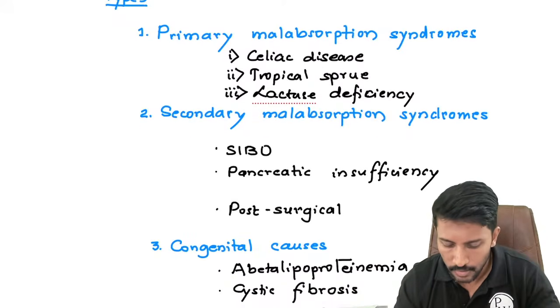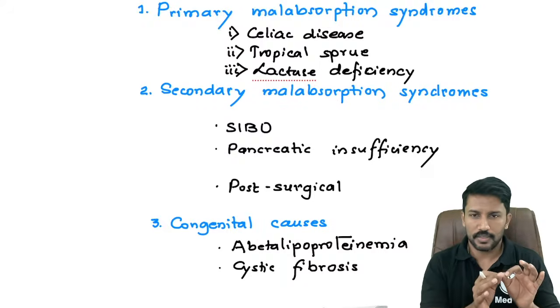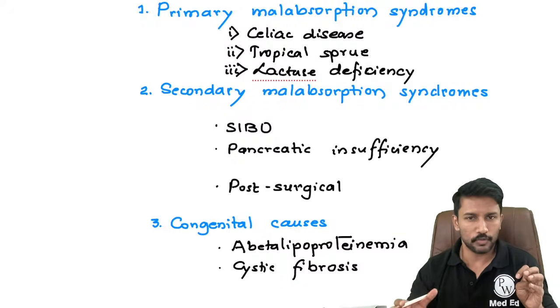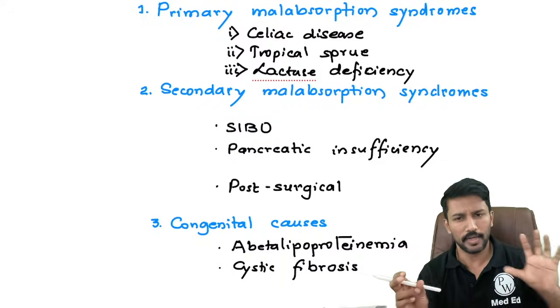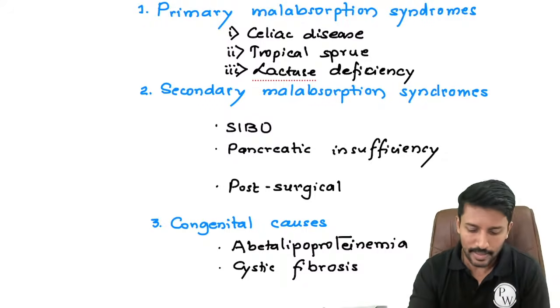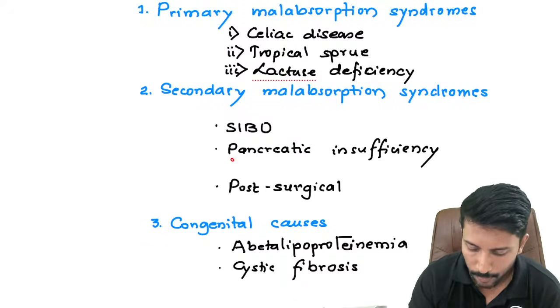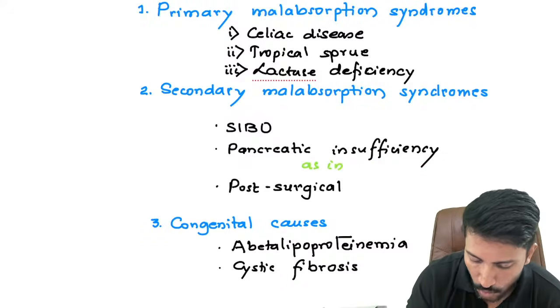Okay. Now, the secondary malabsorptions are where the primary pathology is causing some damage to the intestine, and as one of the outcome of it, we also have malabsorption. So, main diagnosis is not malabsorption. Main diagnosis is something else. Malabsorption is one of the feature of that main diagnosis. Examples include small intestinal bacterial overgrowth or pancreatic insufficiency, as in chronic pancreatitis, right? A lot of patients with chronic pancreatitis.